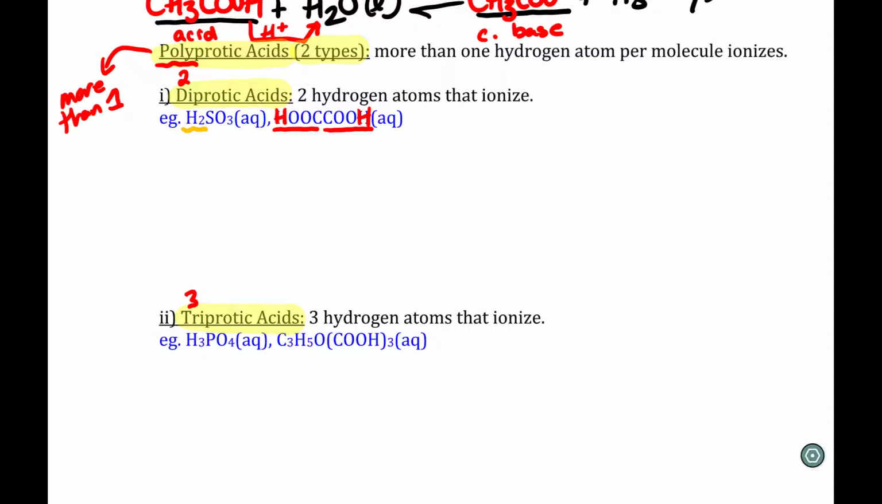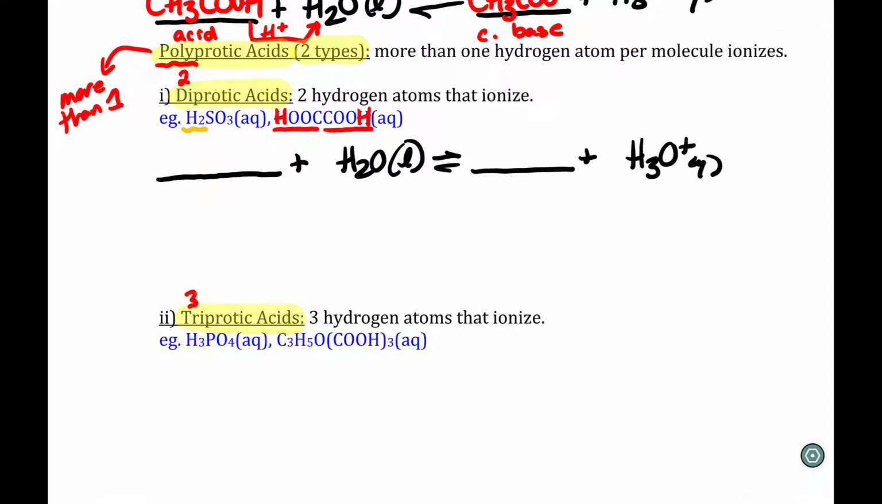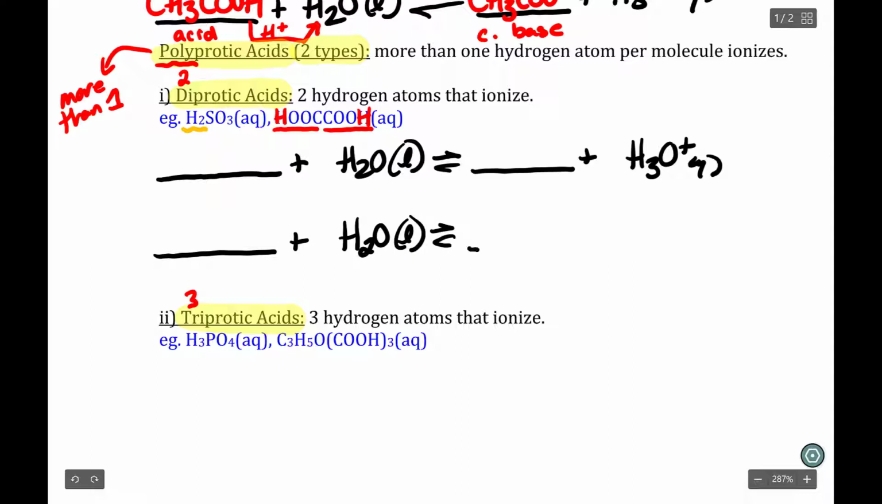So I'm just going to show how this would happen using H2SO3. So again, what I want to do is I just want to start with blank plus H2O liquid is in equilibrium with blank plus hydronium. I know this is a weak acid, but I have to do this twice because it's going to do it once for one hydrogen and then it's going to do it once for the next hydrogen. So blank plus H2O liquid is in equilibrium with blank plus H3O plus aqueous. So we'll start with the H2SO3 first.